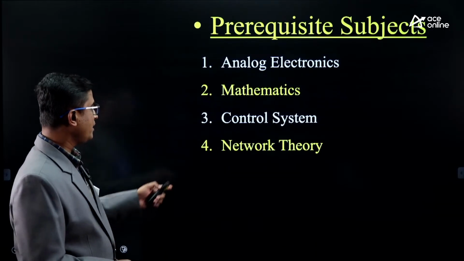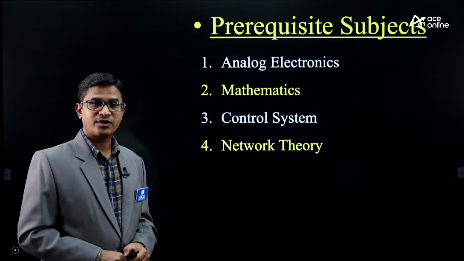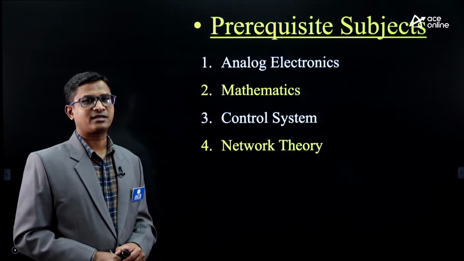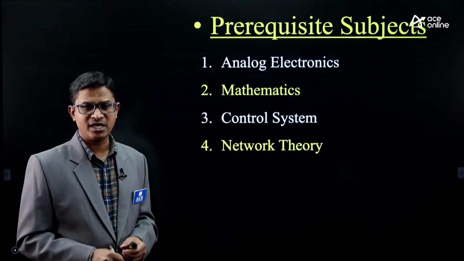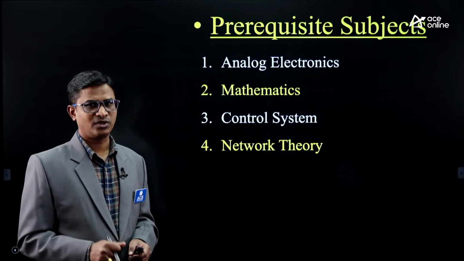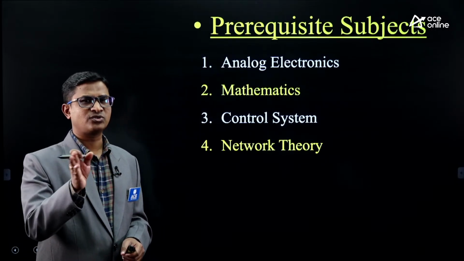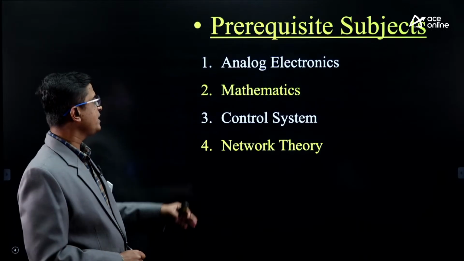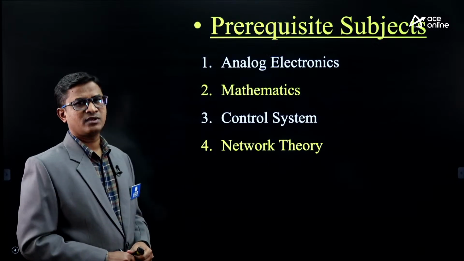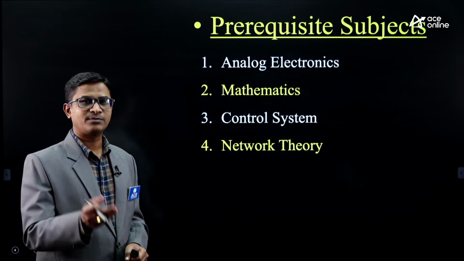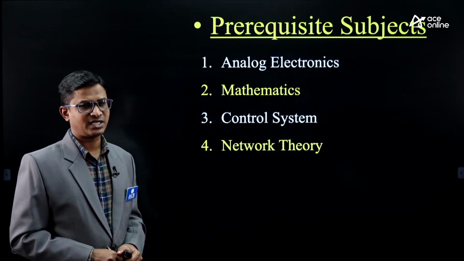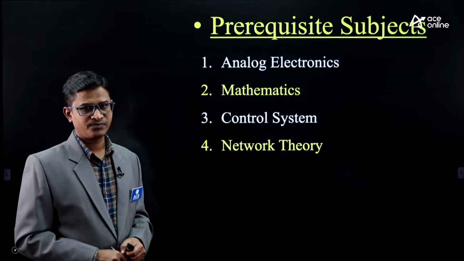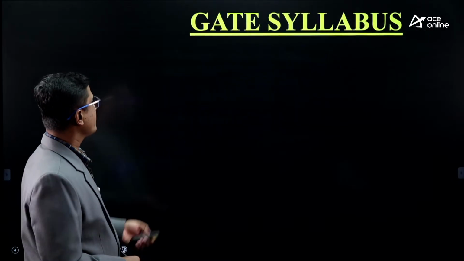Next, network theory. We require concepts from network theory like KCL, KVL, Ohm's law, some basics only. Network theorems and those things are not required, only the basics. So these are the subjects from which you require some concepts in order to understand power electronics. Next, what is the syllabus for the GATE examination?